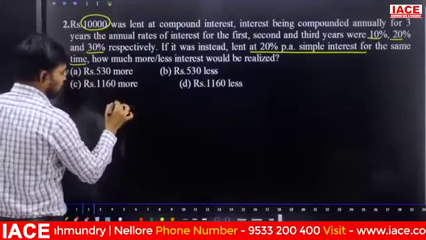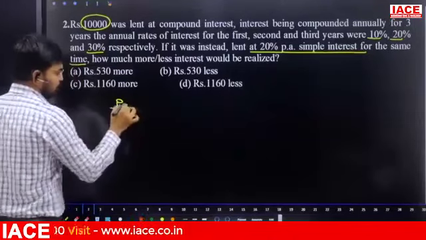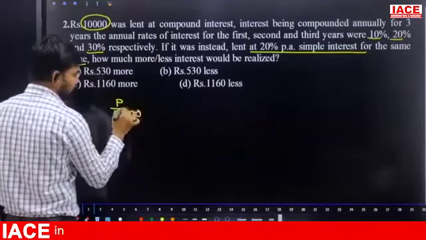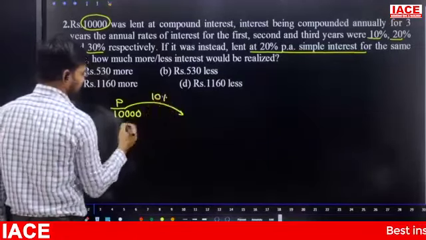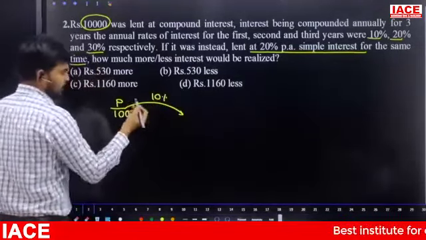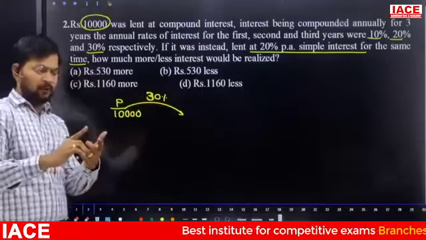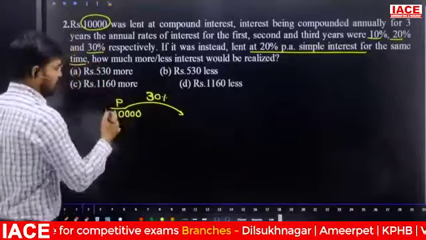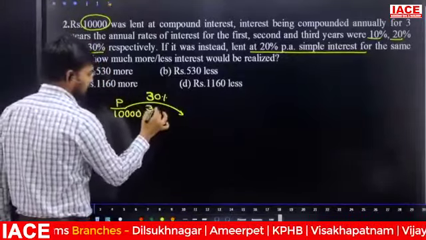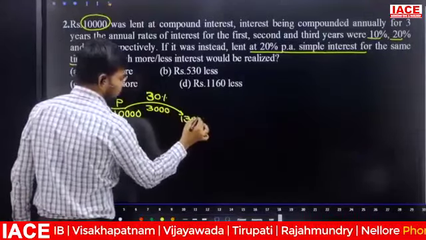So principal 10,000. So first year interest is what? Otherwise, start with 30%. The order is the same. Whenever we go for 10, 20, 30 or 30, 20, 10, we will get the same. So first I will start with 30. 30% is nothing but 3,000. So it becomes 13,000.